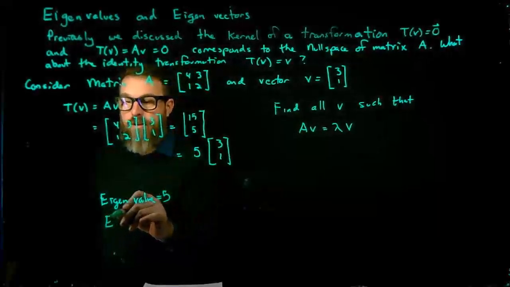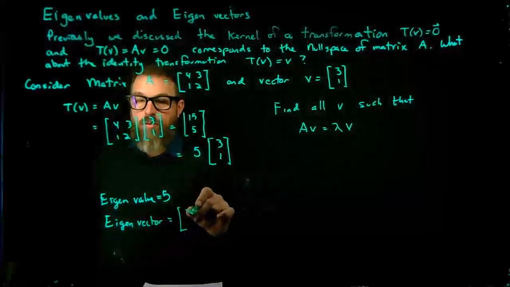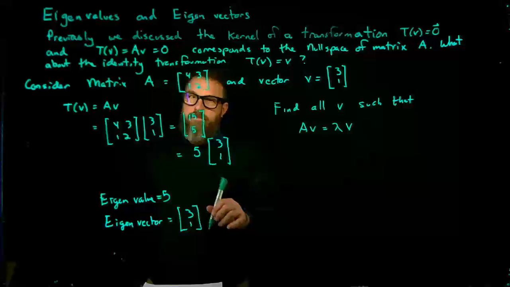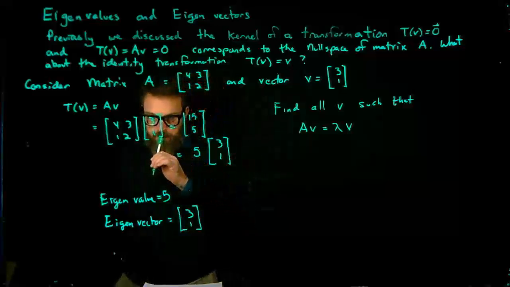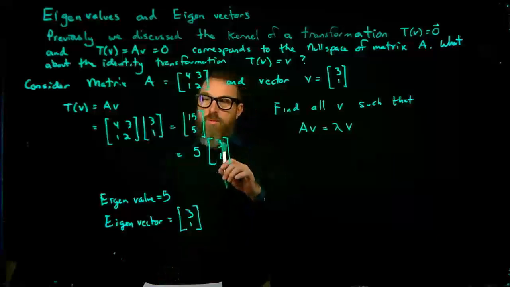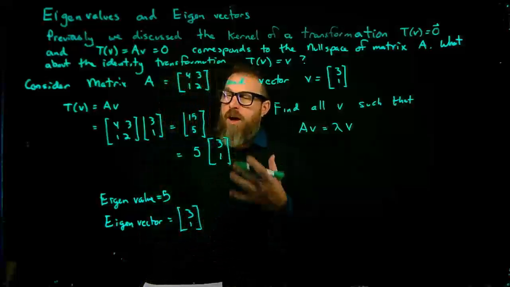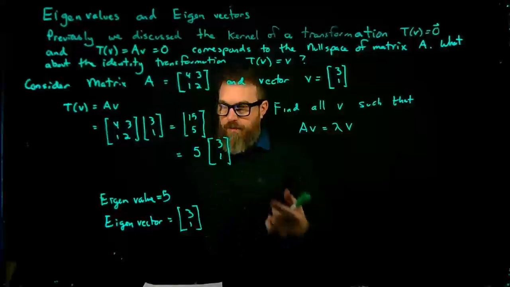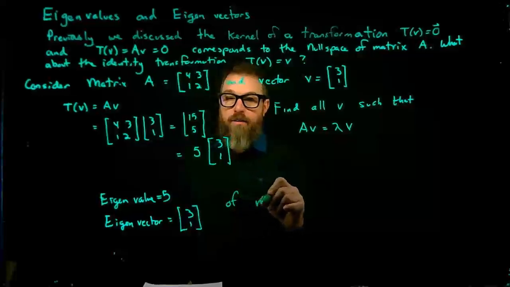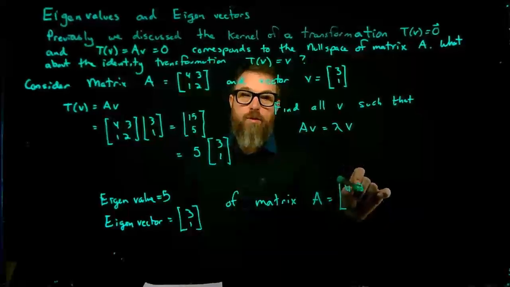And the eigenvector is going to be equal to that 3, 1. Now when we say the eigenvalue is equal to 5 and the eigenvector is equal to 3, 1, this is the eigenvalue of matrix A and this is the eigenvector of matrix A. So this is matrix dependent. This is of matrix A, which is equal to that 4, 3, 1, 2.